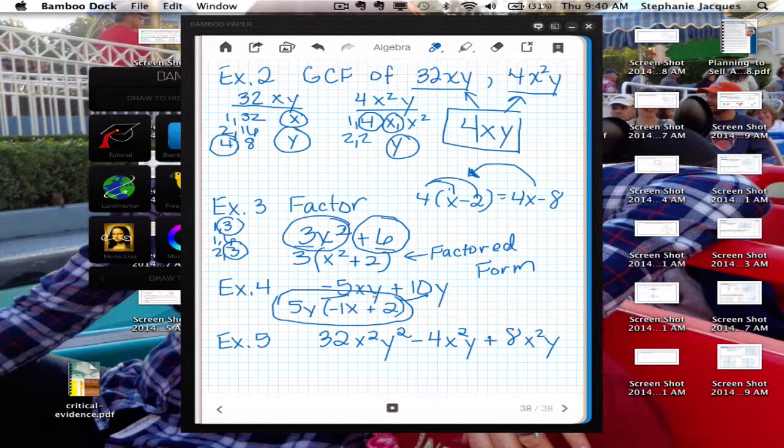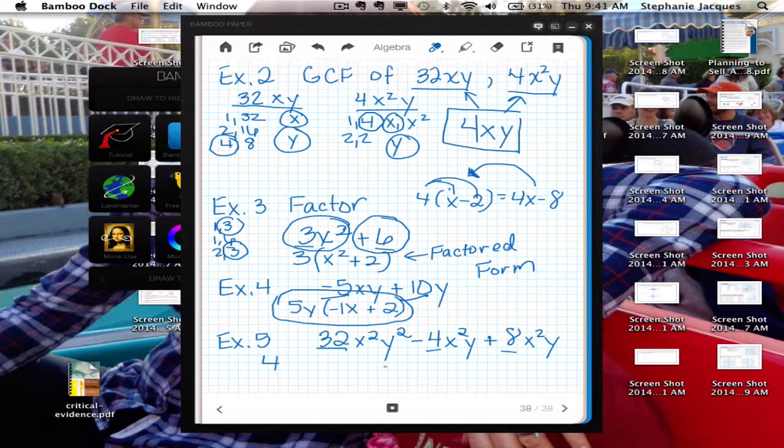Let's look at this big honkin' one. We have 32, 4, and 8. So the biggest number that can go into all of those is 4. So I'm going to pull a 4 out. Whoops, I don't want to do that. I want to get rid of that parentheses right now.